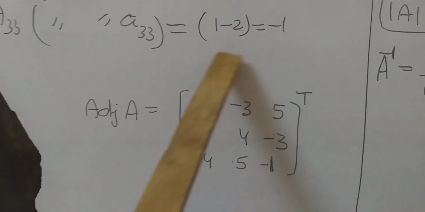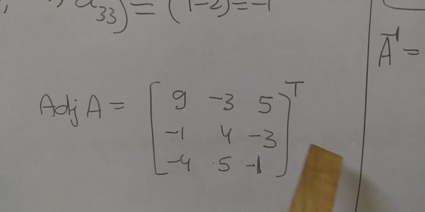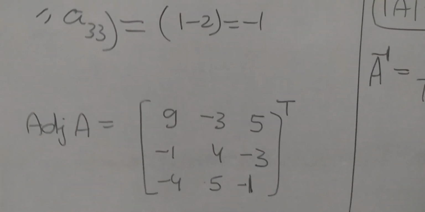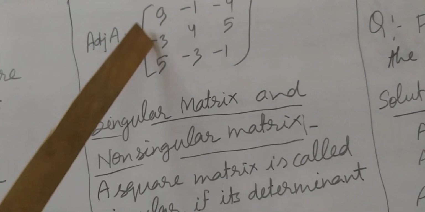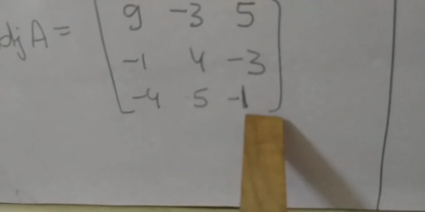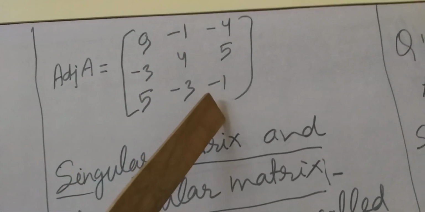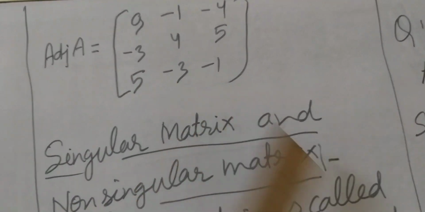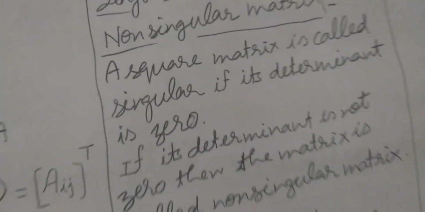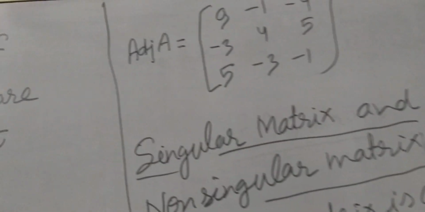Okay. Now we have to find out its transpose, student. In transpose, you know, rows change into columns. So the first row changes into the first column: 9, -3, 5. The second row, -1, 4, -3, will change into the second column. The third row, -4, 5, -1, will change into the third column. So this is the adjoint. Okay students, so this is the method of finding the adjoint.